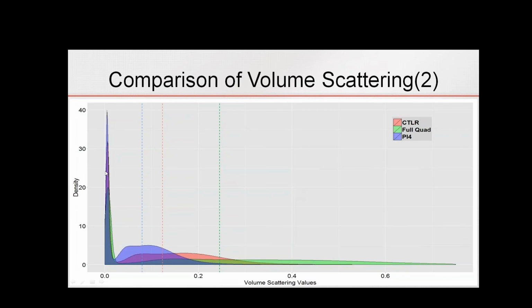If we look at those distributions, you'll notice that neither CTLR nor pi/4 truly represents volume scattering in voluminous areas for this application. And you'll notice that right here, when you look at the full quad distribution, neither pi/4 nor CTLR fully extends the same spread as full quad.